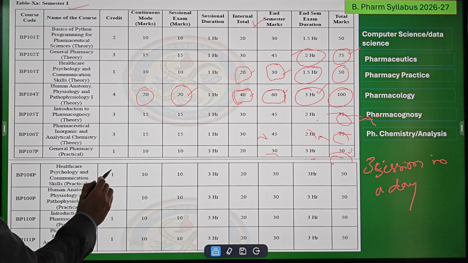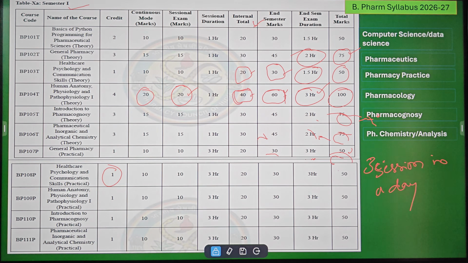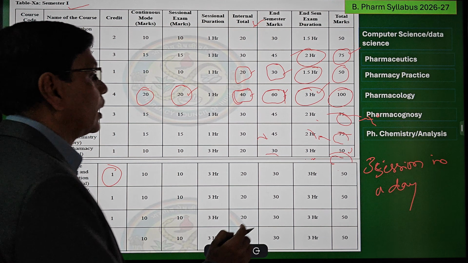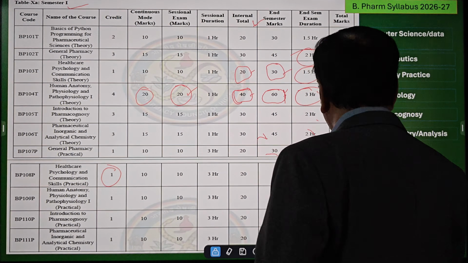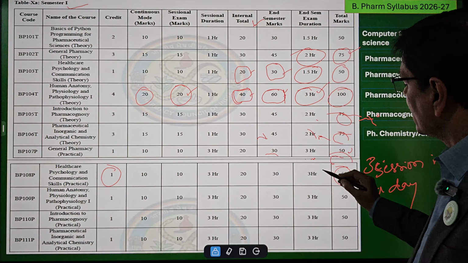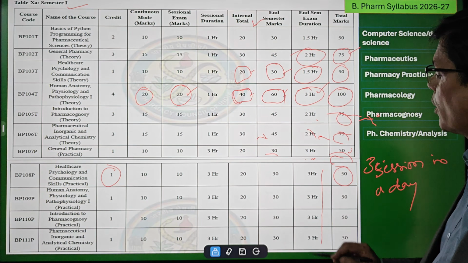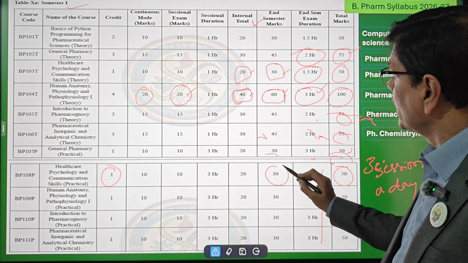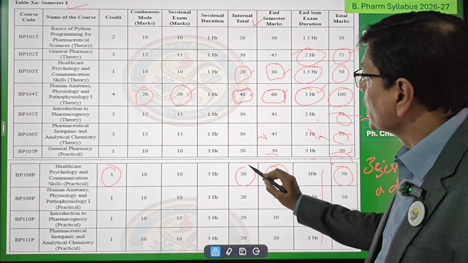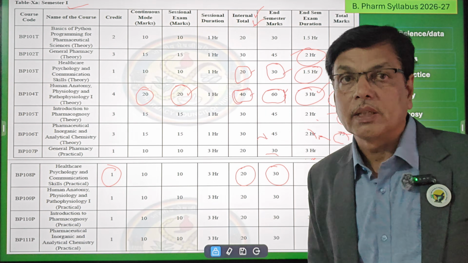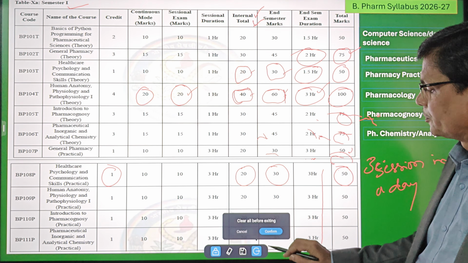Similarly, all the practicals which are having 1 credit are going to have a 50 marks examination. Their end semester examination is for 3 hours. So we have to conduct 30 marks end semester examination, and 20 is for internal examination with respect to practicals.